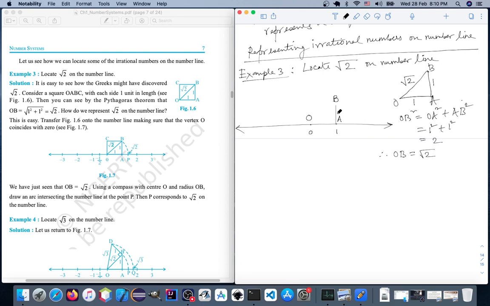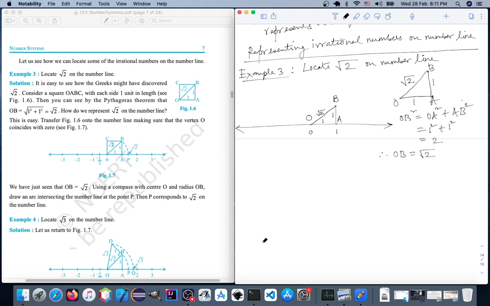This is the perpendicular BA on the number line at point A of unit length. So this is 1. Also the length of BA is 1, and the length of OA is 1. Now we join the points O and B. We know from the Pythagoras theorem that OB will be square root of 2.